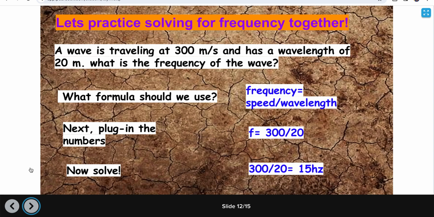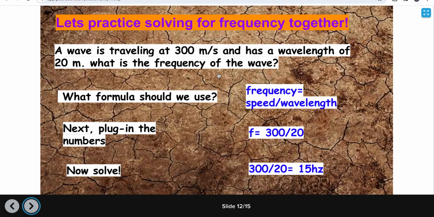Now for the frequency equation, same idea. Read the problem first, figure out what formula you need afterwards. A wave is traveling at 300 meters per second. So whenever you see that slash, it's always going to mean per. So 300 meters per second that this wave is traveling.